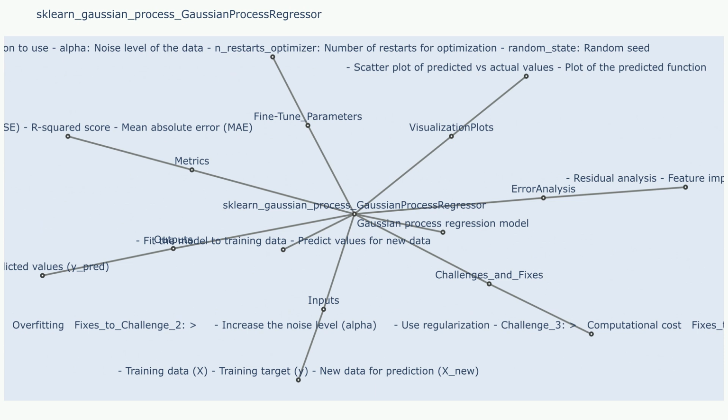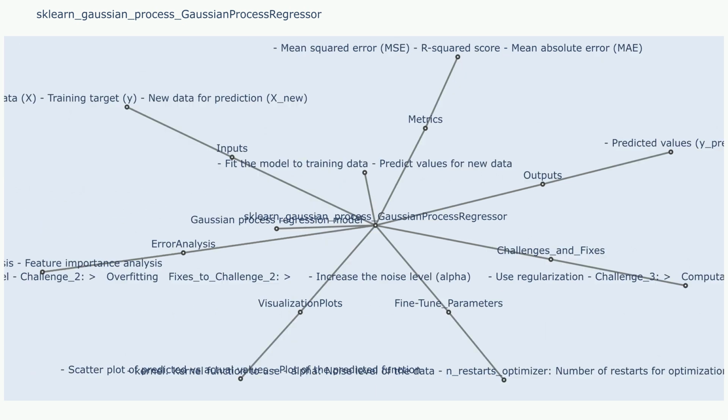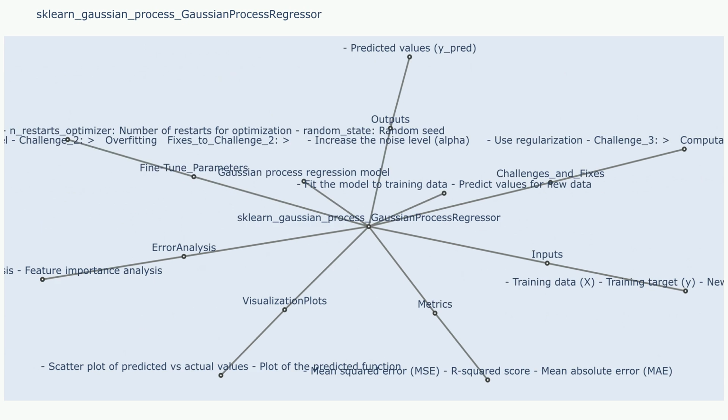The model returns not only the predicted values but also an estimate of the uncertainty in each prediction. Metrics. Mean squared error, MSE. This measures the average squared difference between the predicted and actual values. Root mean squared error, RMSE. The square root of MSE, representing the average difference in the same units as your target variable.